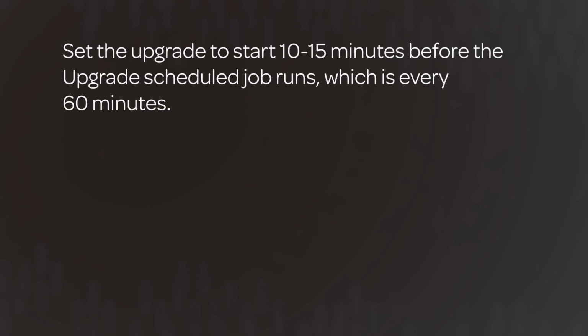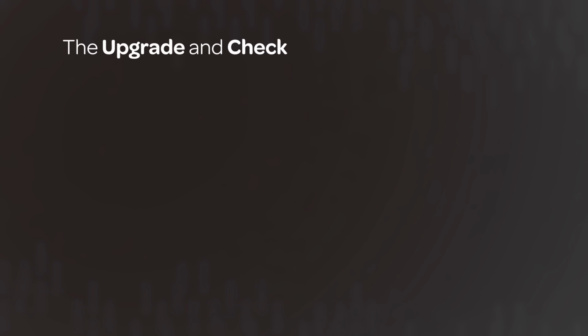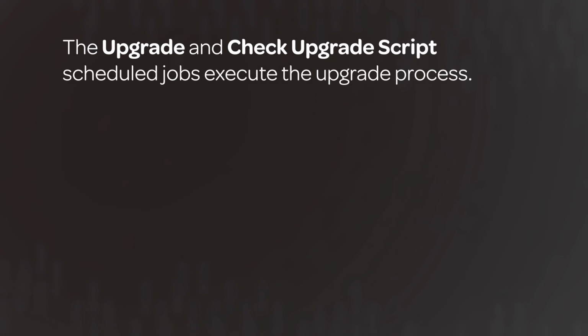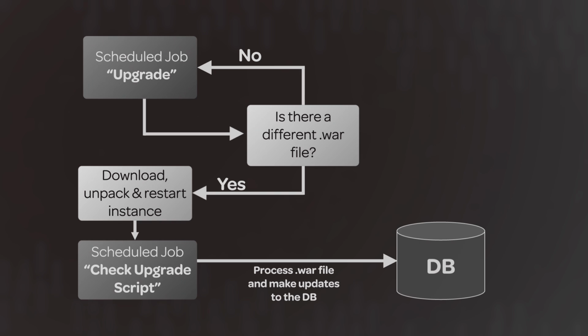But what is the upgrade scheduled job? Let's look at how ServiceNow upgrades are initiated. The Upgrade and Check Upgrade script scheduled jobs in the instance's system scheduler execute the upgrade process across all nodes of an instance. When you submit an upgrade request through High, a new WAR file is associated with the instance record, but nothing happens with it until the upgrade job runs on the instance to check for a new WAR file. If the upgrade job finds a new WAR file associated with an instance, it downloads and unpacks that file, and then restarts the active node.